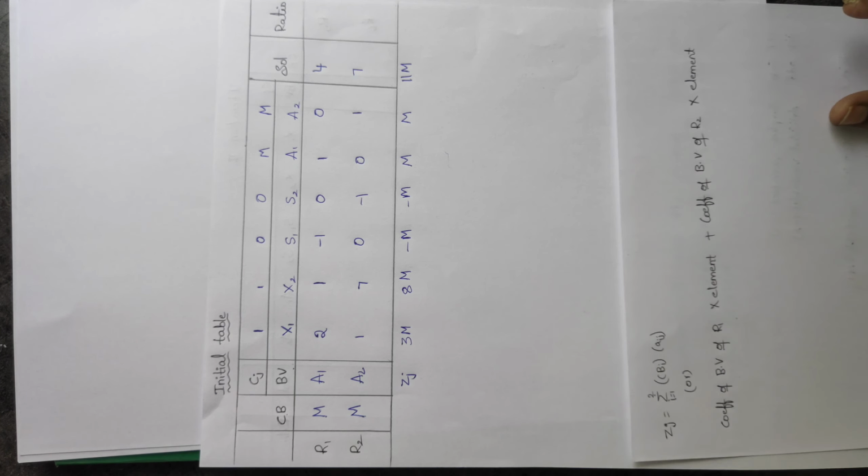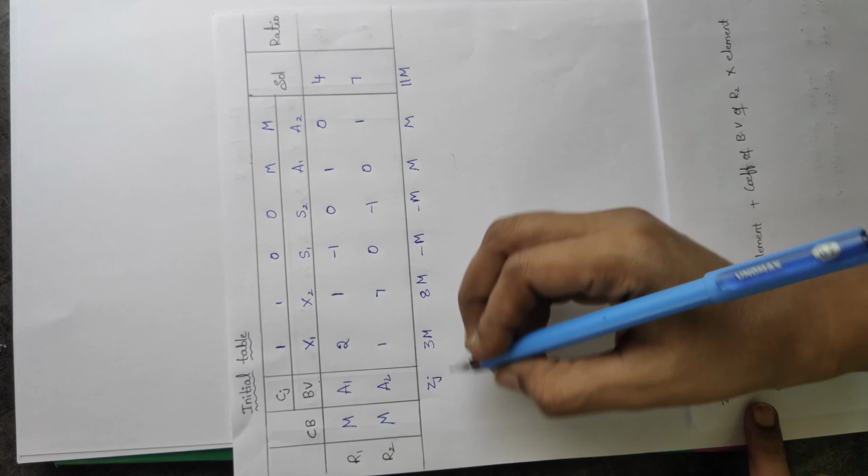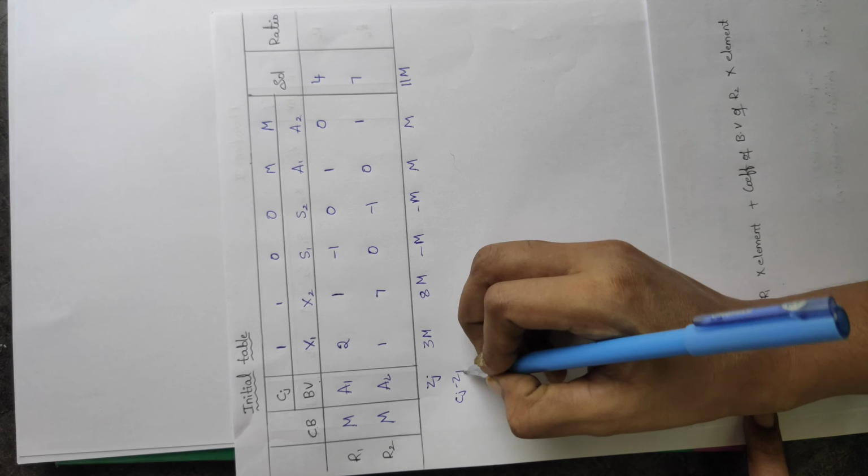Next we need to find the Cj minus Zj value.